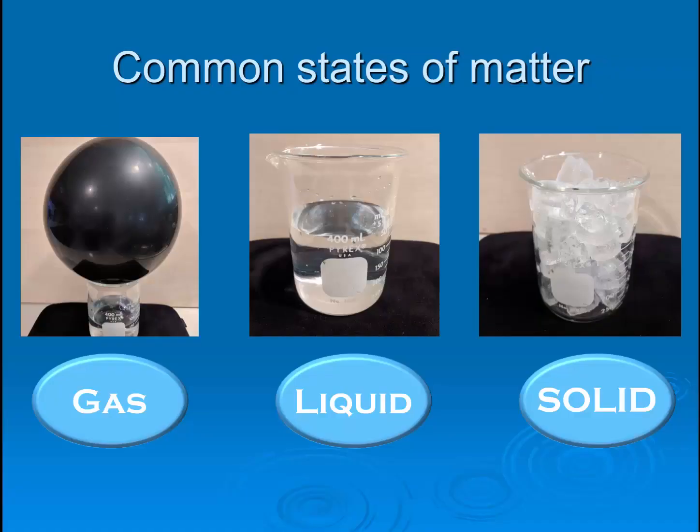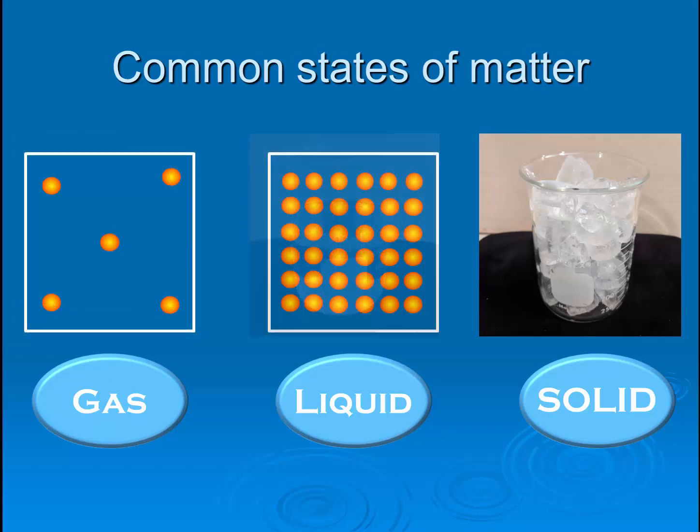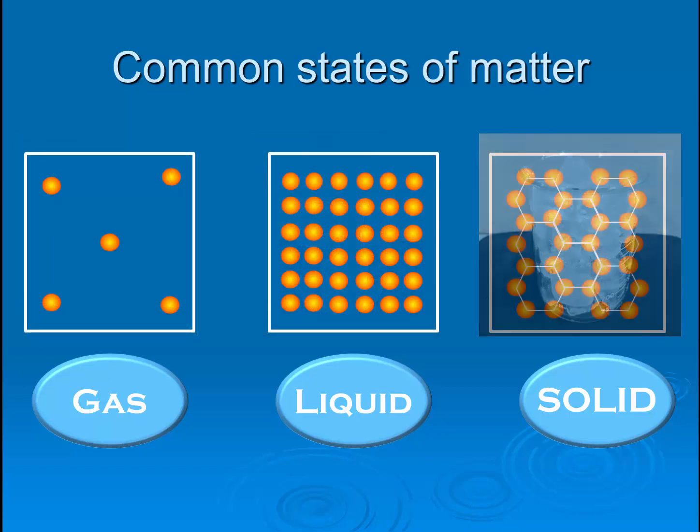Let's jump right in. There are the three common states of matter: solid, liquid, and gas. Of course, there's also fun things like plasma and Bose-Einstein condensate, but we'll leave those for another day. In this case, the solid is represented by the beaker of ice, the liquid represented by the beaker of water, and the gas is filling the balloon. But we want to examine these a little more closely.